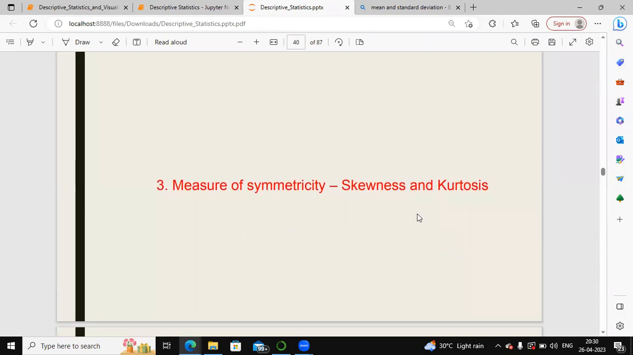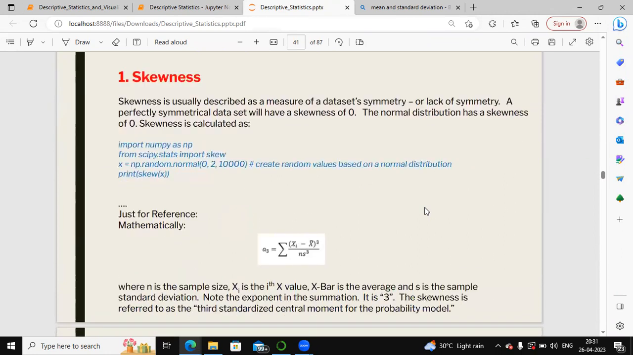Now let's come to measure of symmetry, that is skewness and kurtosis. Skewness is usually described as a measure of data symmetry, or lack of symmetry. A perfectly symmetrical data set will have a skewness of 0. The normal distribution has a skewness of 0. In a normal distribution we don't have any skewness, and skewness is calculated using this. So let's write a code for this.